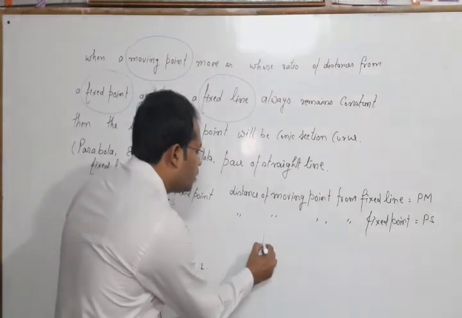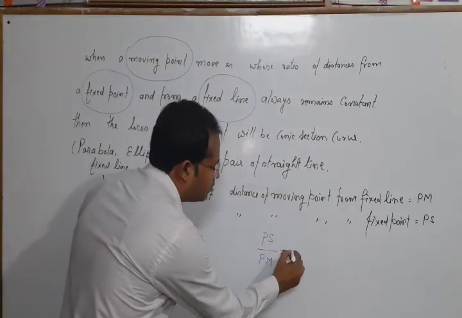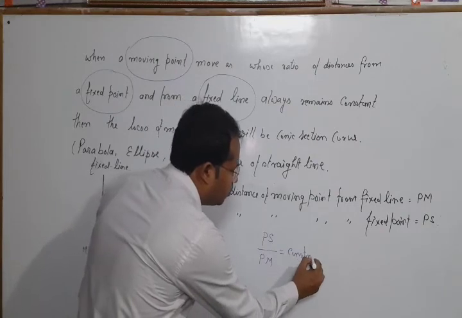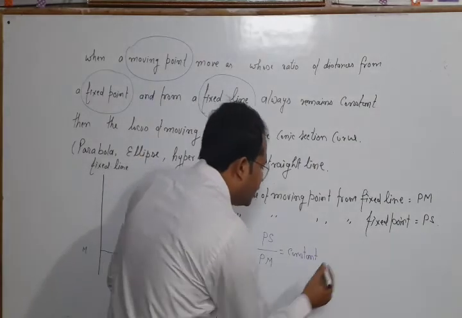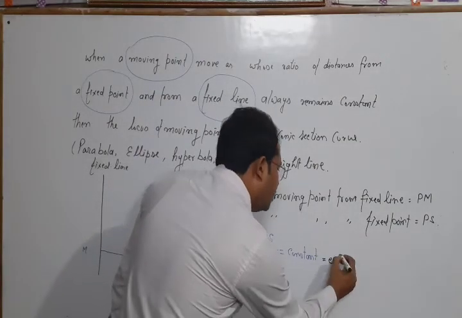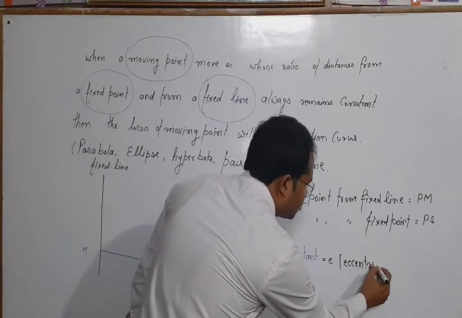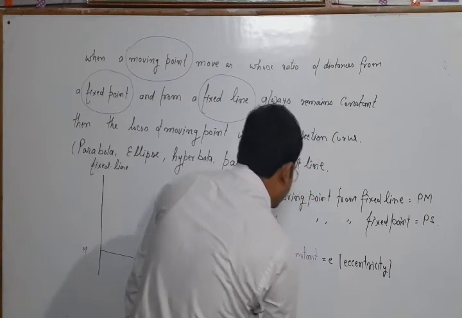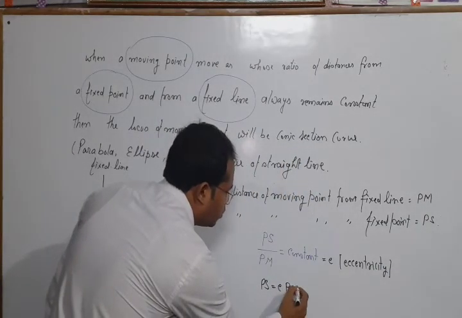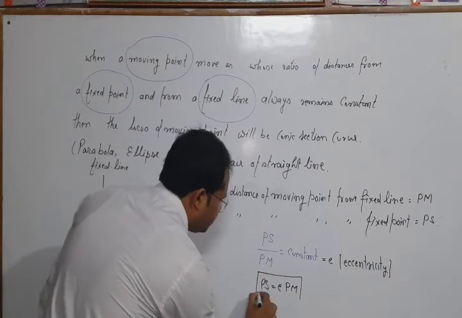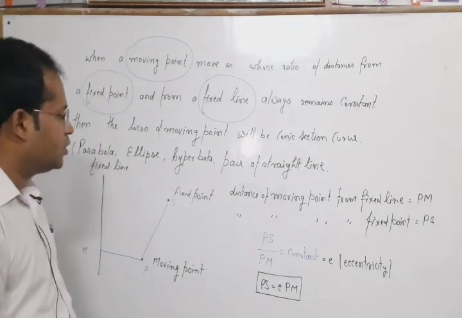The ratio PS upon PM is equal to a constant. This constant value is denoted by E. It is called eccentricity. PS is equal to E times PM. It is the general condition of a conic section.